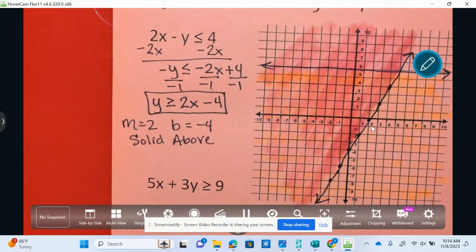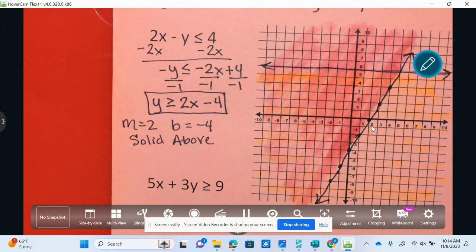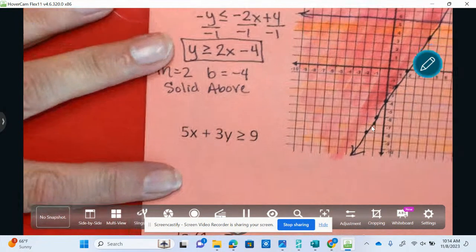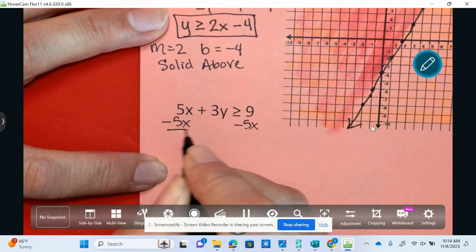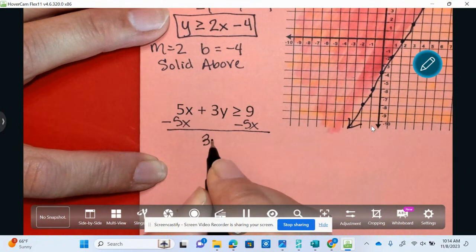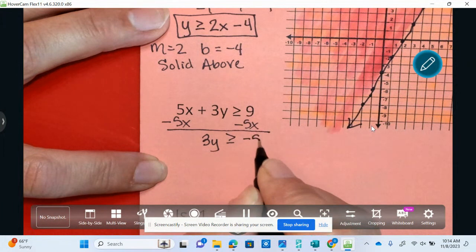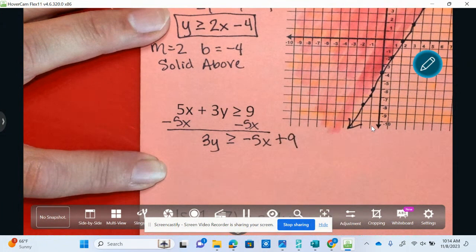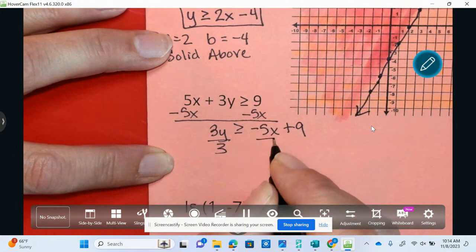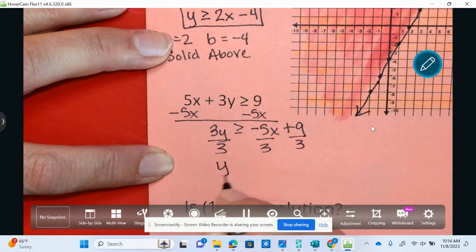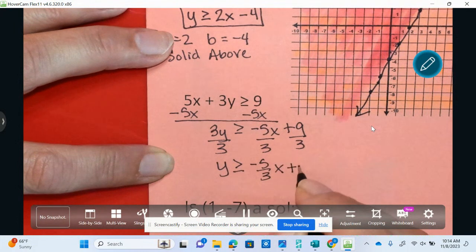Our last inequality, what are we going to do to get y all by itself here? Say again, Garrett. Yeah, subtract 5x from both sides. So I have 3y is greater than or equal to negative 5x plus 9. Now what? Divide both sides by 3, every single term. Y is greater than or equal to negative 5/3 x plus 3.